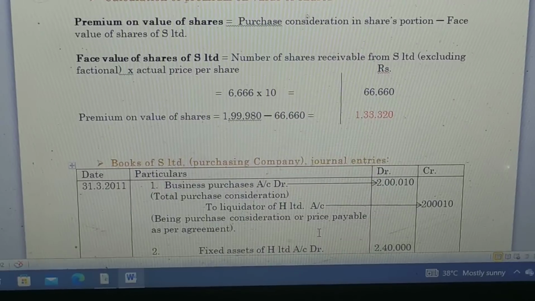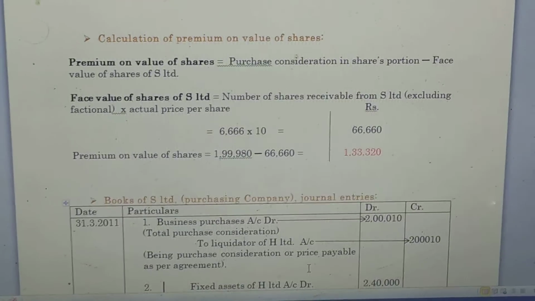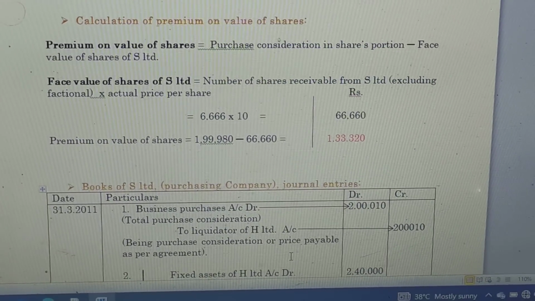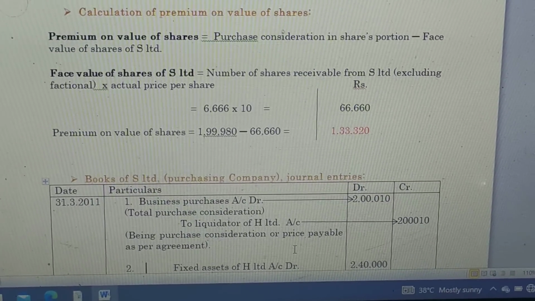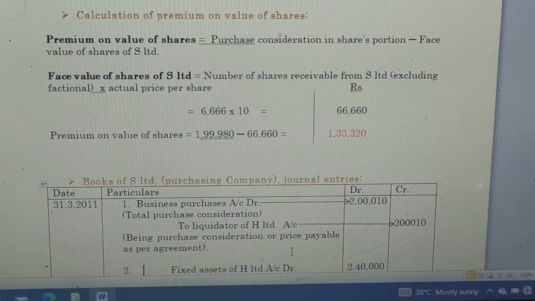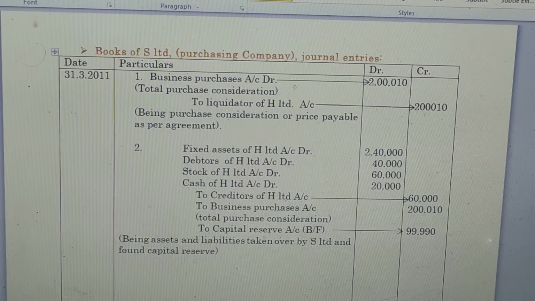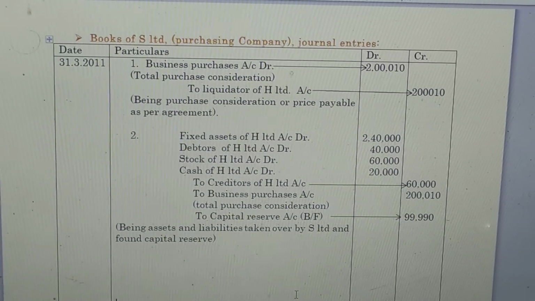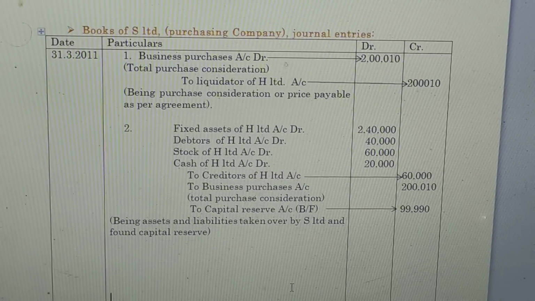Then premium on shares equals 1,99,980 minus 66,660, so we get 1,33,320 as the premium on shares of S Limited. Then we are going to prepare the journal entries of S Limited. S Limited is the purchasing company. The first journal entry: Business Purchase Account debit.